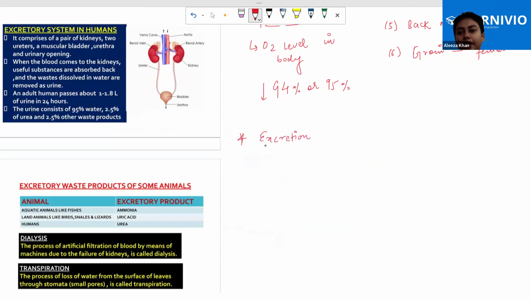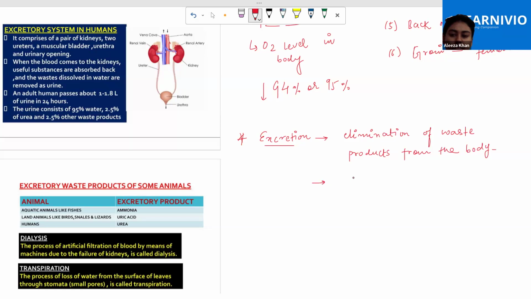extracted from the body. So before understanding the excretory system, let's understand what excretion is. This is simply the removal of waste products from the body. Why is there a need for the removal of the waste products? Can anybody tell me? Ma'am, the body can't just digest or keep everything inside it. If a container gets full, the stuff won't fit inside it anymore.